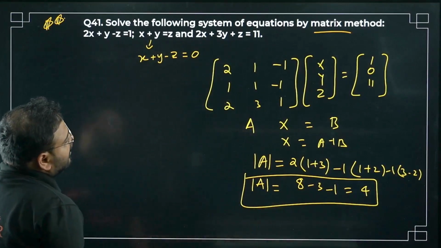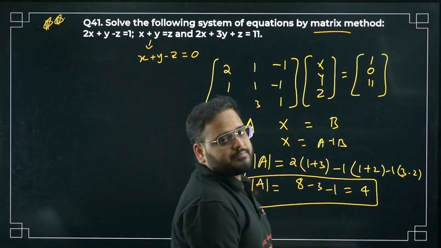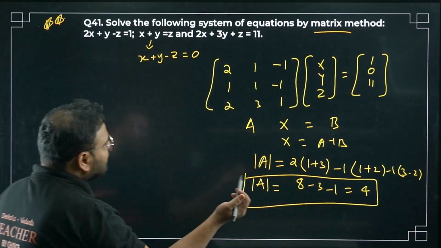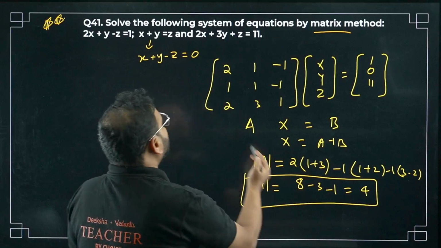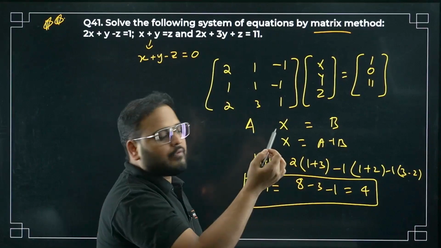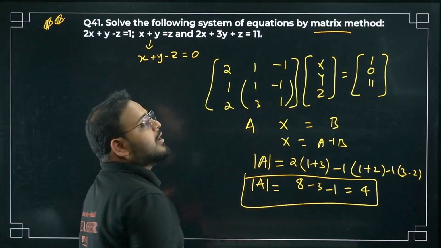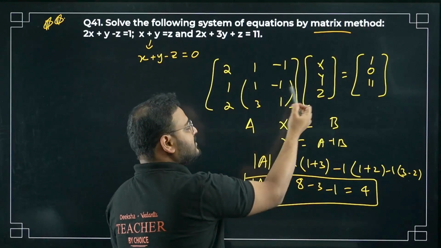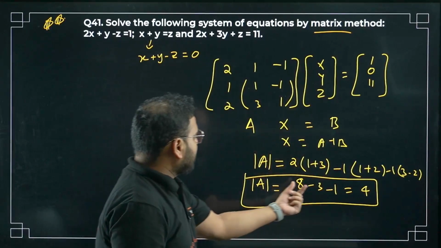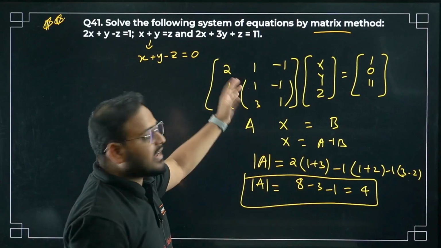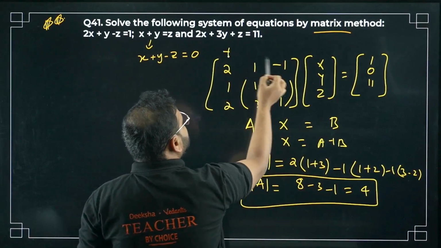Now what is the next step? To find the adjoint of A. One way to do the adjoint, I have taught you this already: find the minors. How do you find the minor, sir? For this element, this is your minor. 1 into 1 minus 3 into minus 1. Subtraction will make it plus. What we have over here is basically 4, and then check the sign: plus here, minus here, plus here.